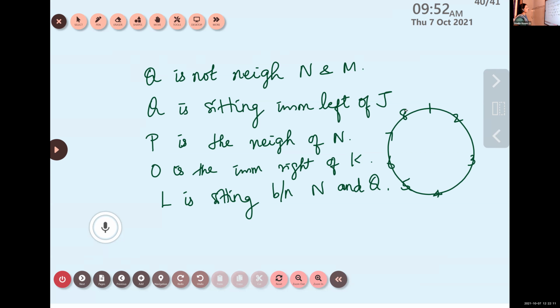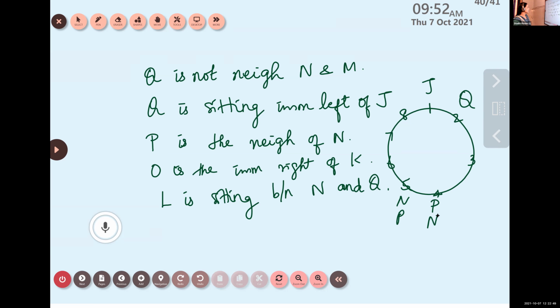Q is not the neighbor of N and M. Q is sitting immediate left of J, so next to J we can place Q, to the left. Then P is the neighbor of N, which means N and P should come closer. Sometimes it will be N and P or P and N. We don't know, but they are neighbors.